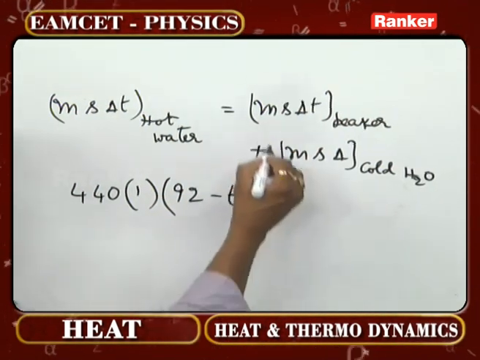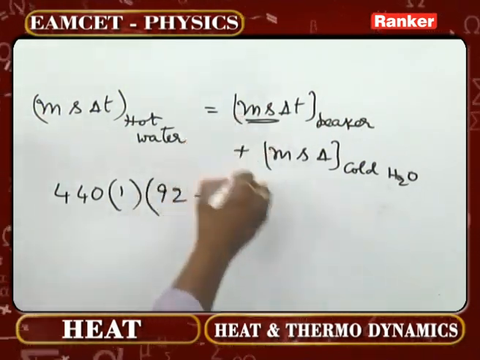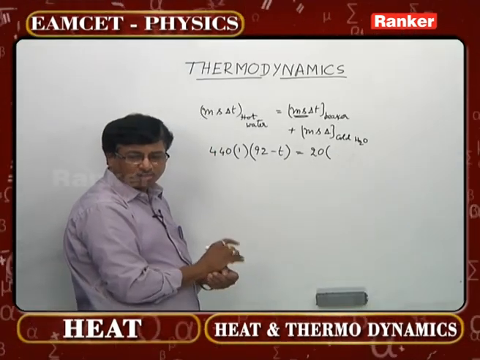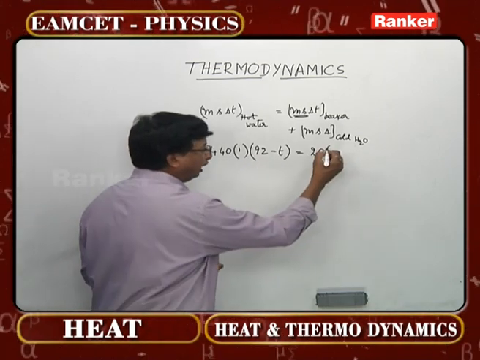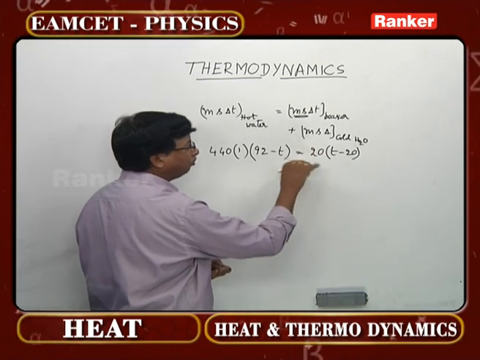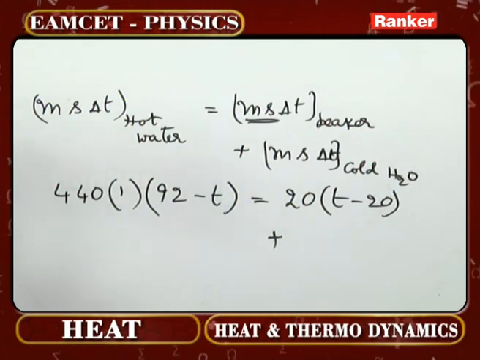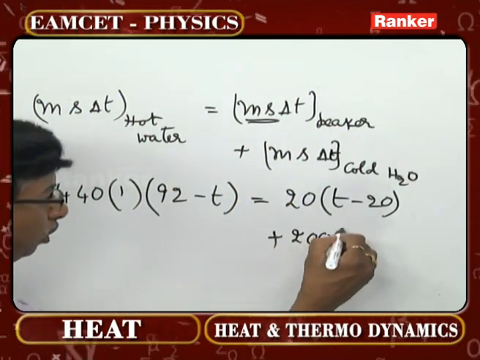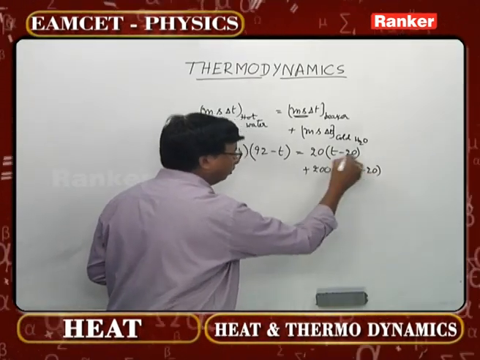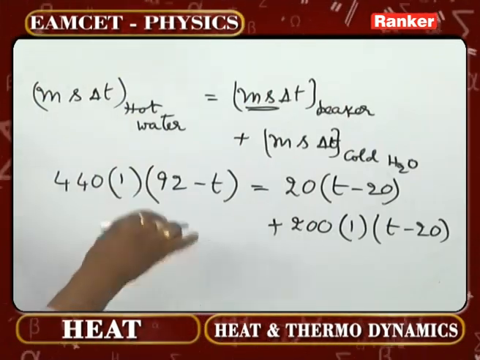Now this is equal to, what is the thermal capacity of the beaker given, please? It is 20 gram of water he has given. So 20 into, what is the original temperature of the beaker given? 20. It is now going up to T. Therefore, T minus 20 I can write. So that is the rise in temperature of this particular beaker. Plus, how much water was there earlier? 200 into S as 1 once again. Whatever is the rise in temperature of the beaker, the same will be the rise in temperature of the water in the beaker also.